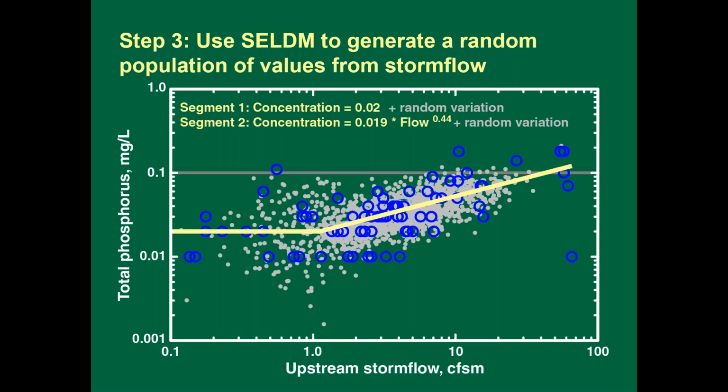And then when we use SELDM, we add that random variation back in. What we do is we use the random variation in the original data to give us the random variation that we get. So the data sets that SELDM creates will look like the data sets that exist in the real world at the measurement site.